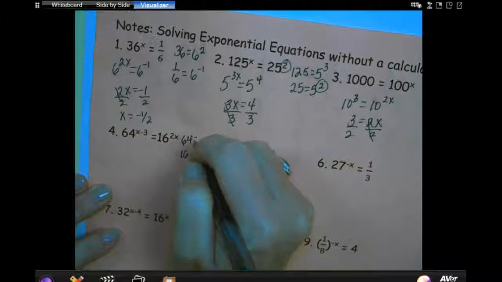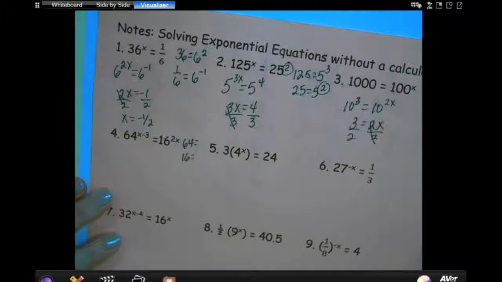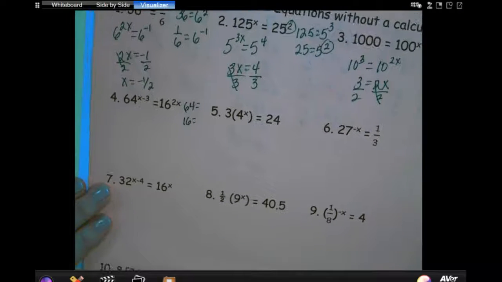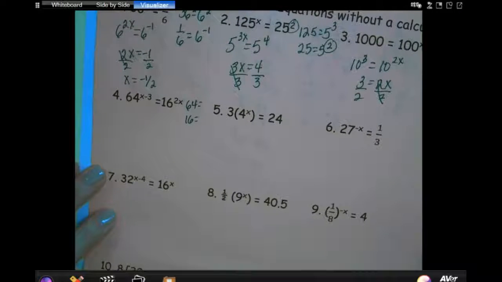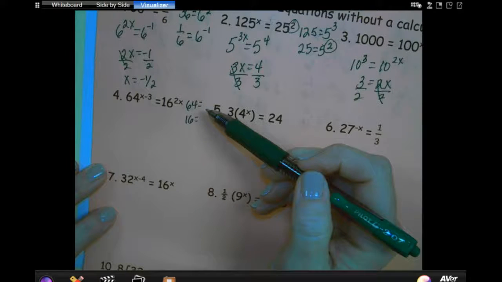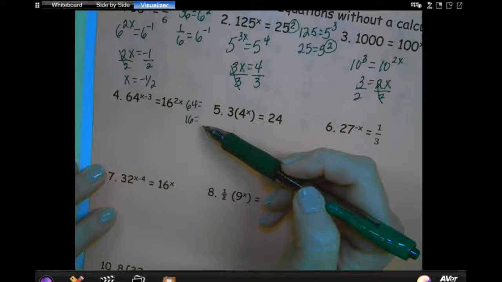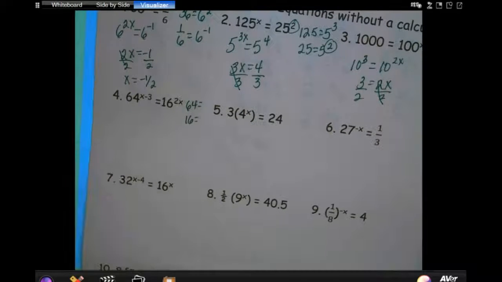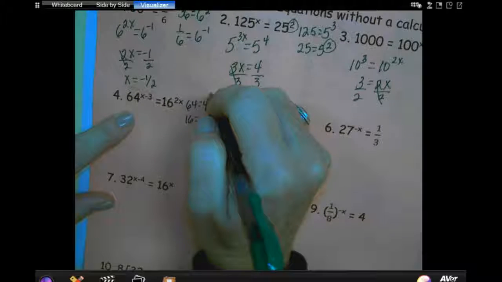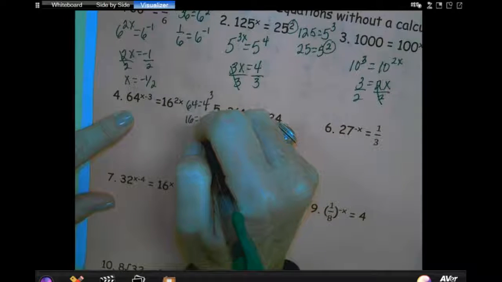So I have 64 and 16. First of all, here's a common mistake. You'll write 8, because 64 is 8 times 8 and 8 times 2. So you either have to pick 2 or 4, and it doesn't matter because in this case you can use both. If I use 4, I get 4 to the third and then 4 to the second.